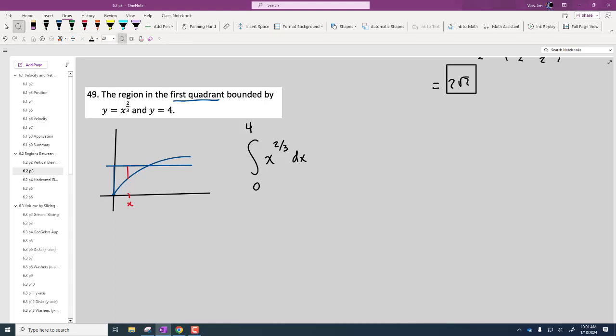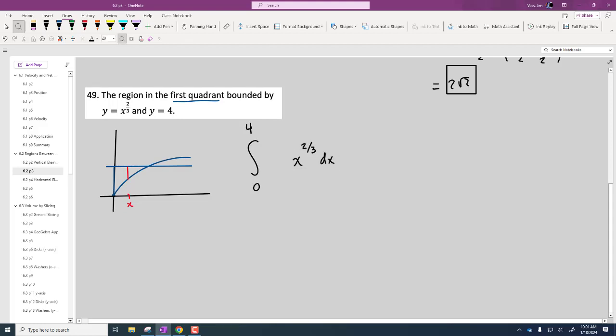So the question, though, is what is the height of our rectangle now? The height of our rectangle is a vertical distance. Anytime we're measuring vertical distance, it's the upper y coordinate minus the lower y coordinate. The upper y coordinate is y equals 4. The lower y coordinate is y equals x to the 2/3. So we're going to have 4 minus x to the 2/3. And it's not from 0 to 4, right? Our limits of integration, we still have some things to change here.